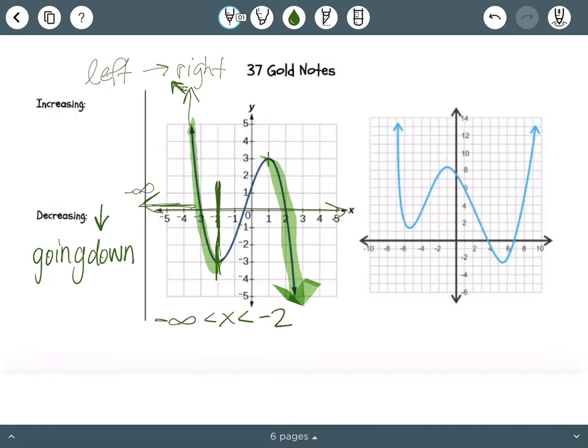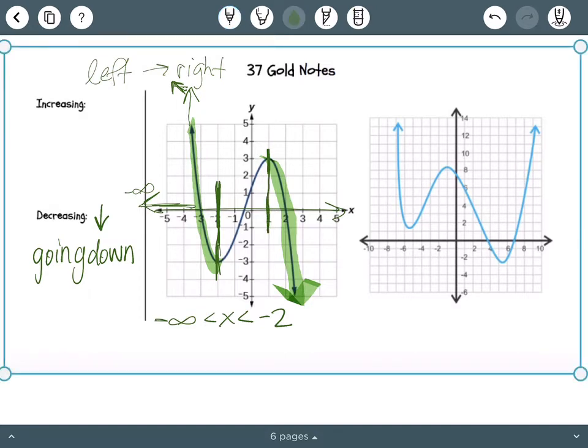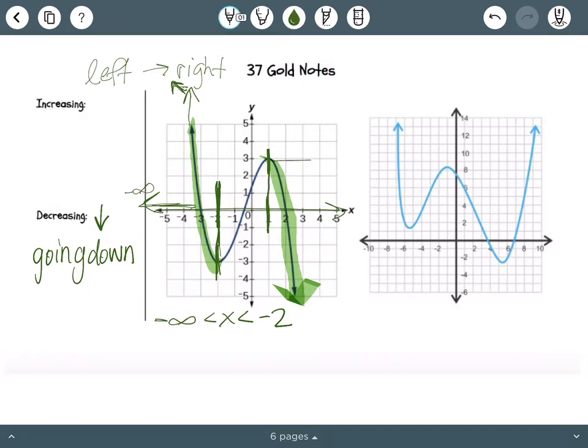And then we're also decreasing starting at 1 all the way out in this direction. So we're going from 1 on the x-axis to +infinity. These would be the places where we are decreasing. Okay, so let's put it all together on the second graph here.